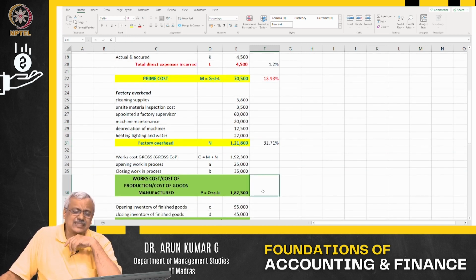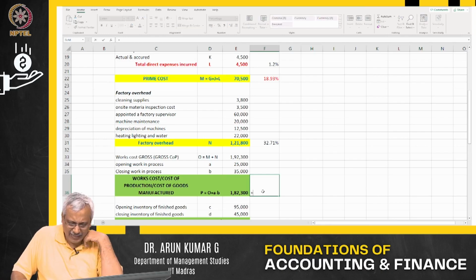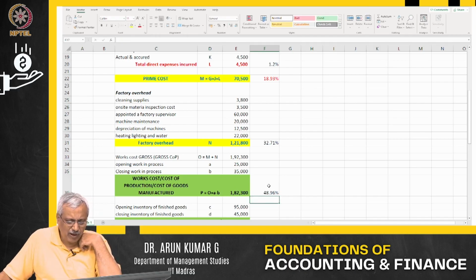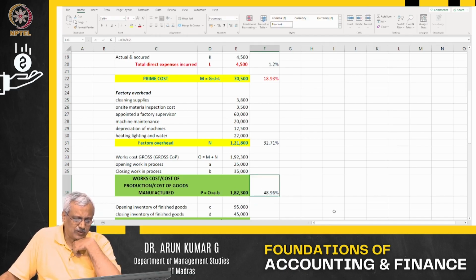What is my works cost in this particular case? Let me see that. Yes, works cost also. Let me look at my works cost out there. My works cost is 48%. Our cost of goods manufactured is 48.96% out there.